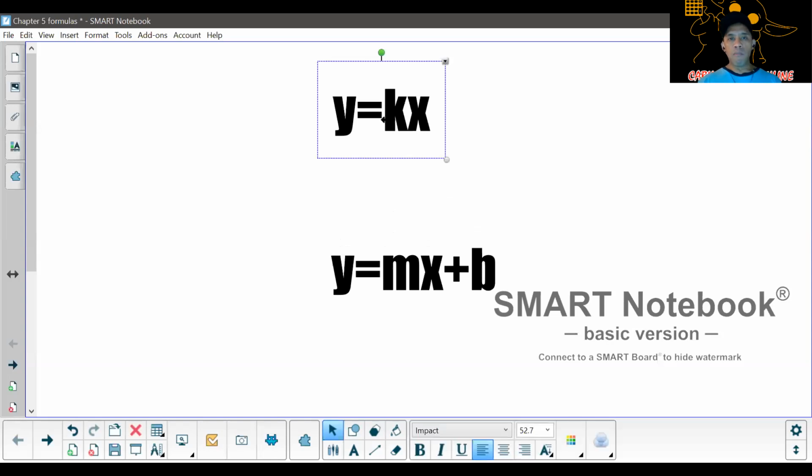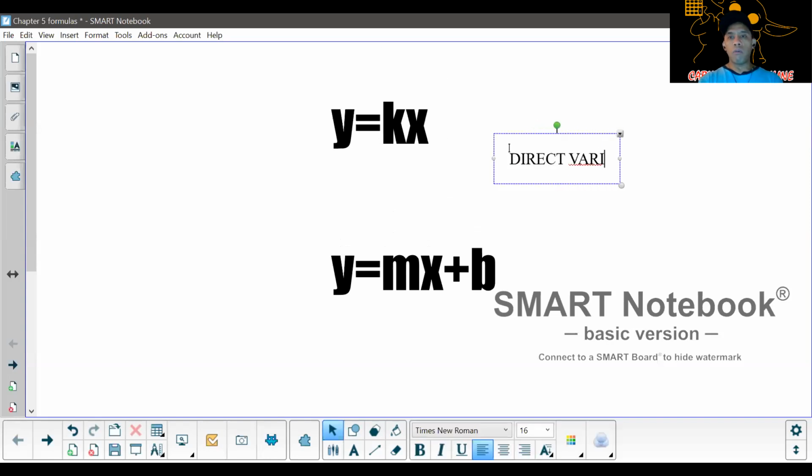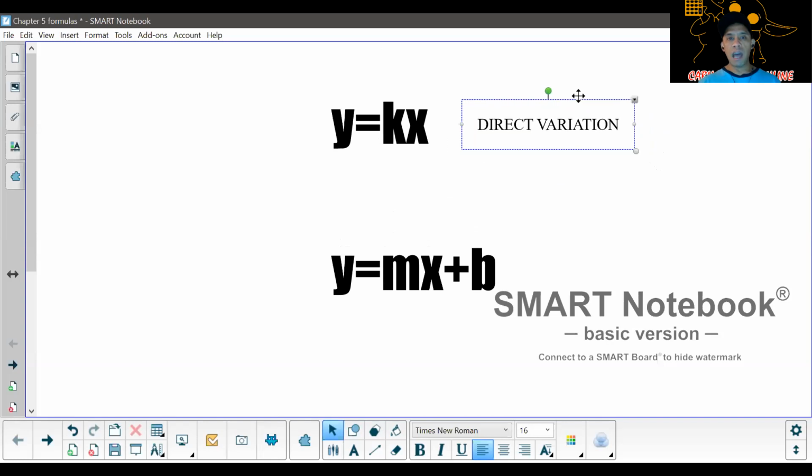Now remember from 5.1, y equals kx was the formula for direct variation. So when you're looking at any line which passes through the point 0, 0, it will always have an equation of y equals kx. So that would be direct variation.